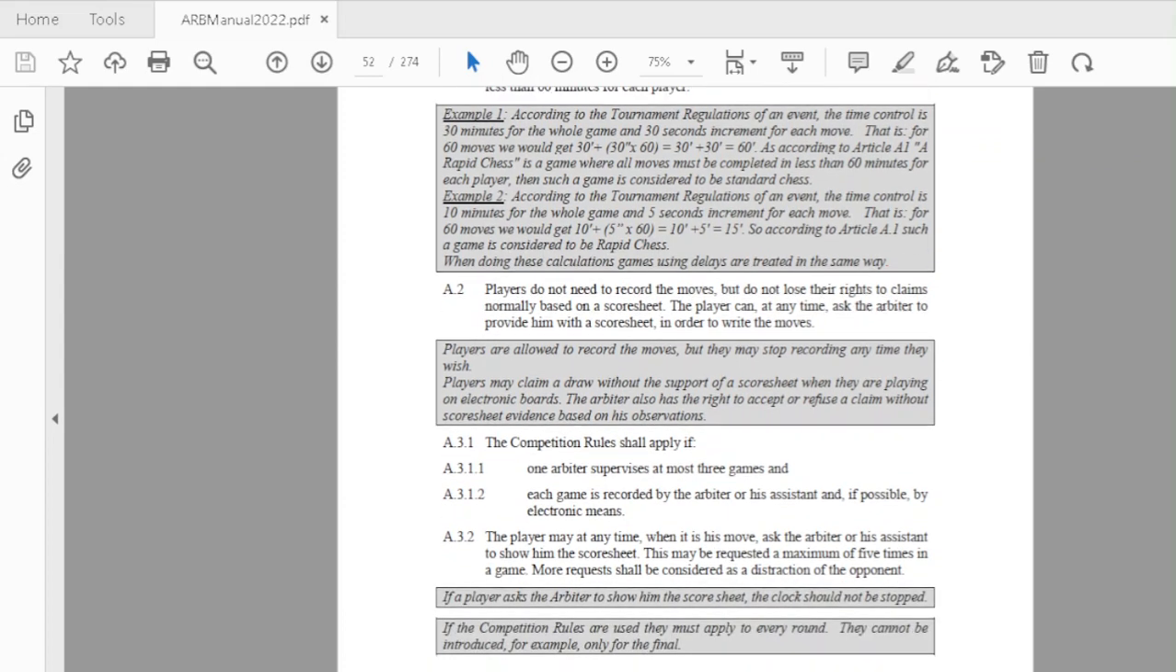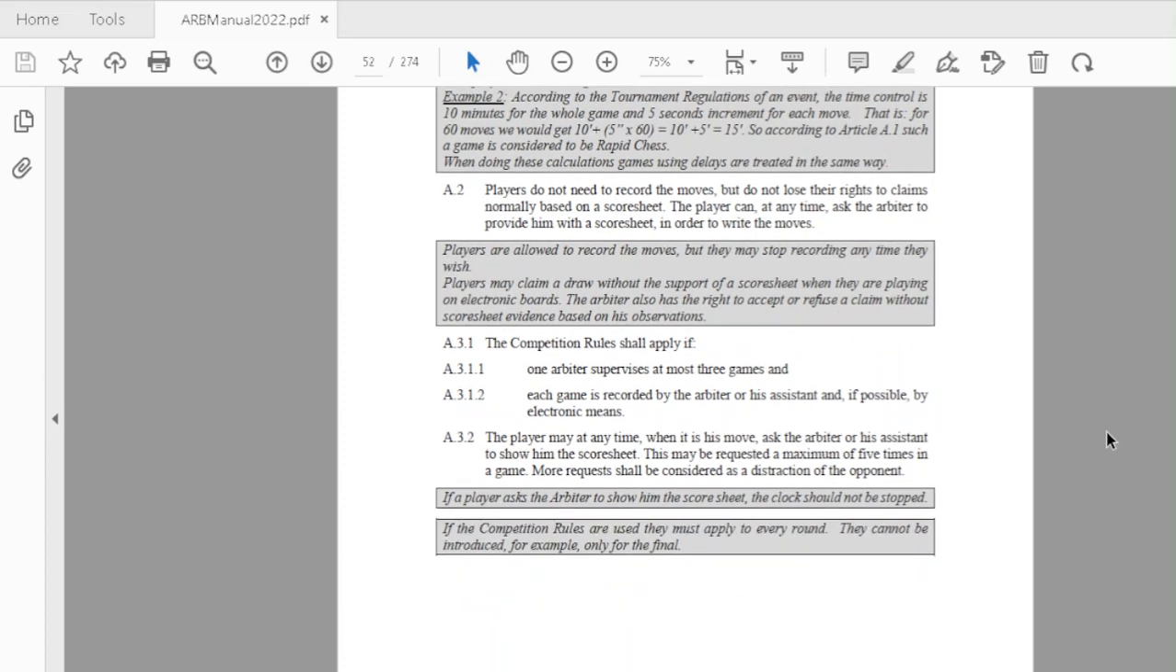A3.1 is saying that yes, the competition rules, those Articles 7 to 12, can apply if there are enough arbiters. So if there's one arbiter for every 3 games, and for blitz, I think it's one arbiter for every game. So that's really professional chess where you have an arbiter per game, basically. And then the arbiters will record the games. Also under A3.2, it's saying a player may at any time ask the arbiter or assistants to show the score sheet.